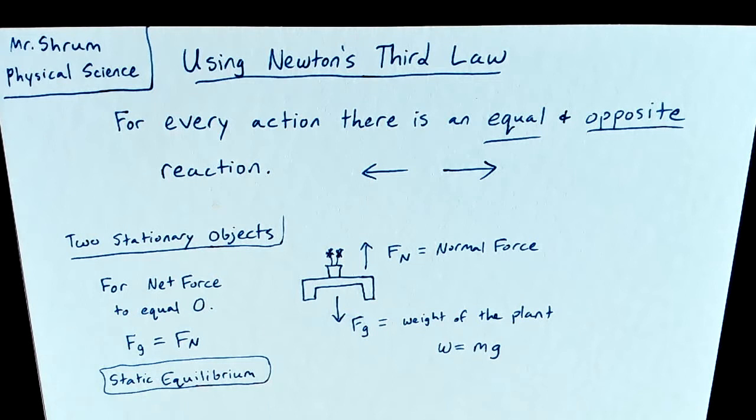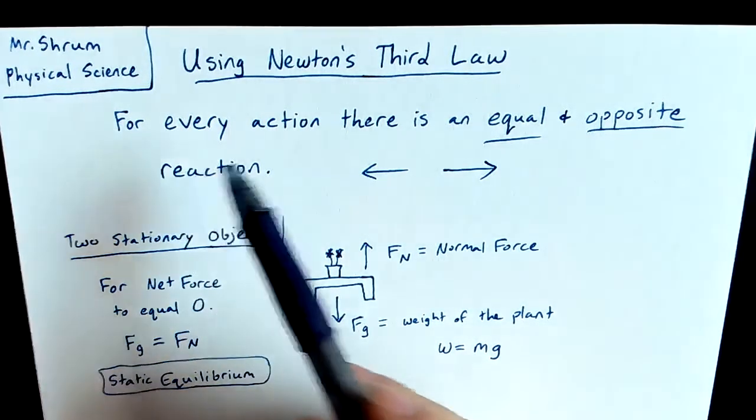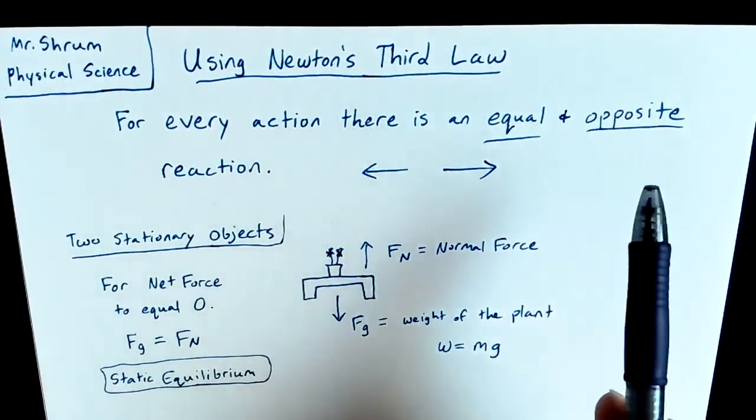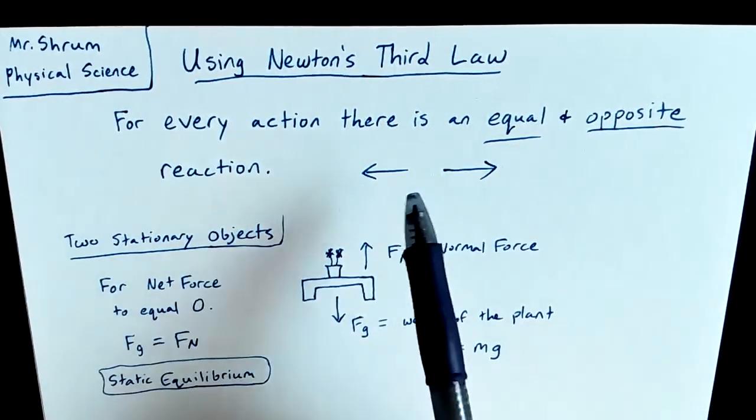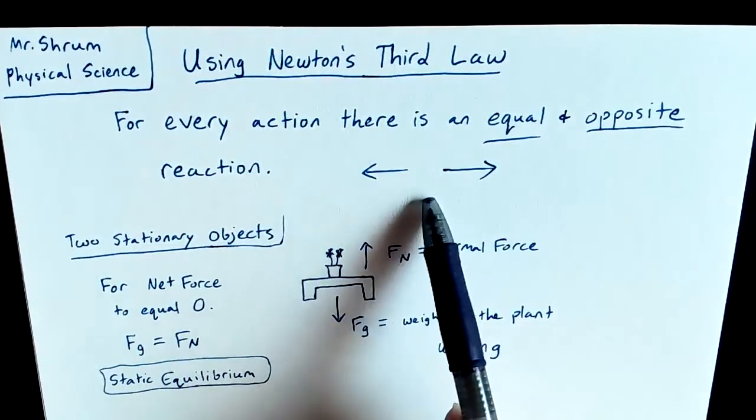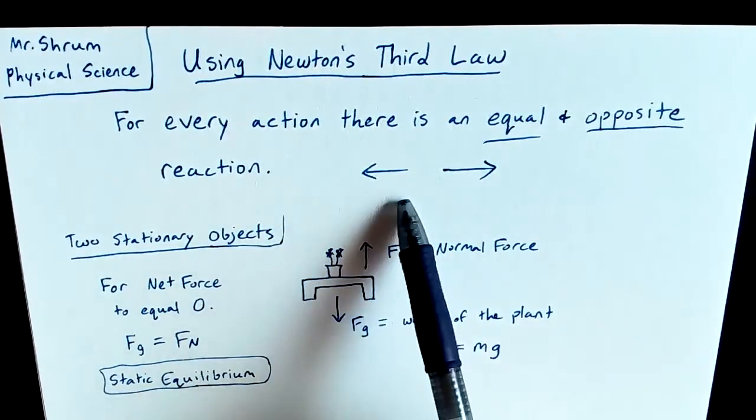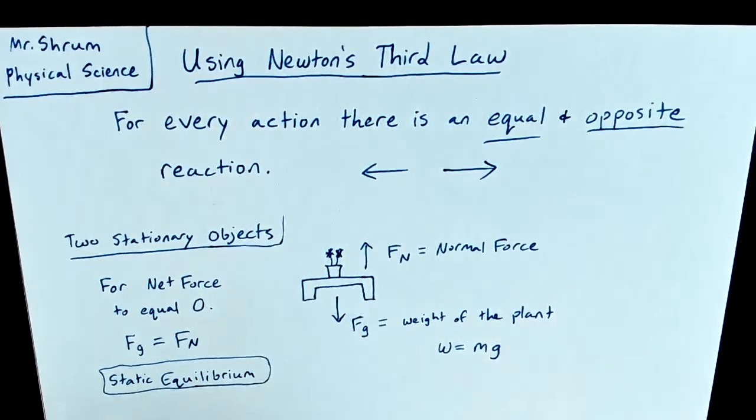The second law, we dealt with F equals ma. And that was just applying that equation to a bunch of mathematical problems. And the third law is much like that second law, broken down to its very easiest components. For every action, there is an equal and opposite reaction. So for every action, you have a reaction going the opposite way, okay?